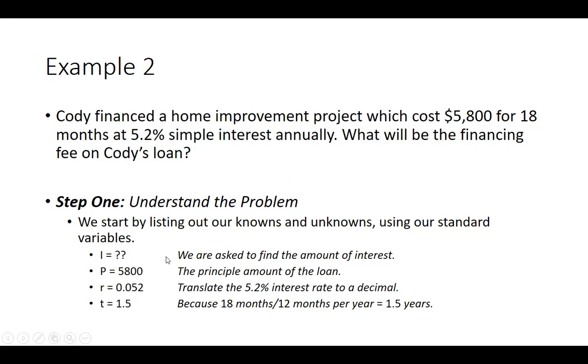I is our unknown. We're asked to find the amount of interest. P, the principal amount of the loan, would be $5,800. R would be 0.052 because we need to translate the 5.2% interest rate to a decimal. The decimal point moves 2 spaces to the left, 0.052. And T is going to be 1.5 because we have 18 months divided by 12 months per year, which gives us 1.5 years.